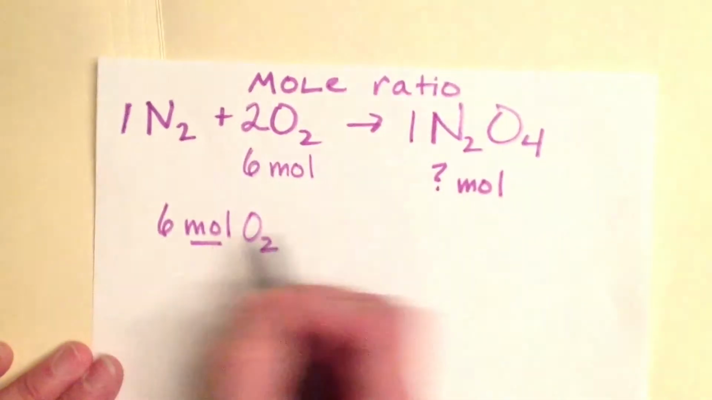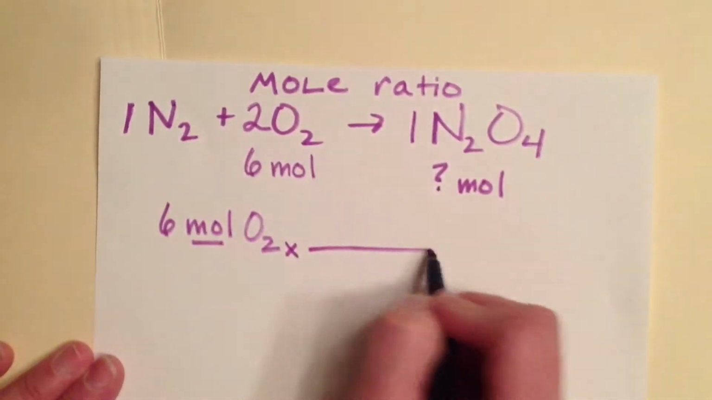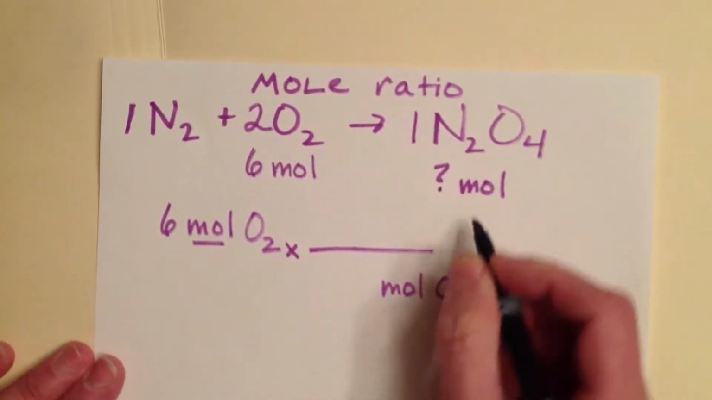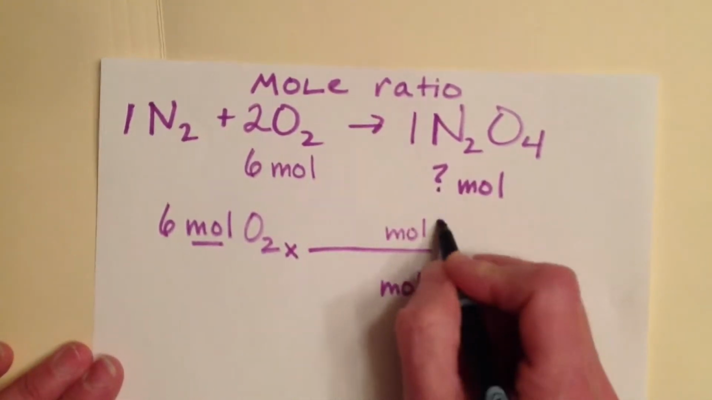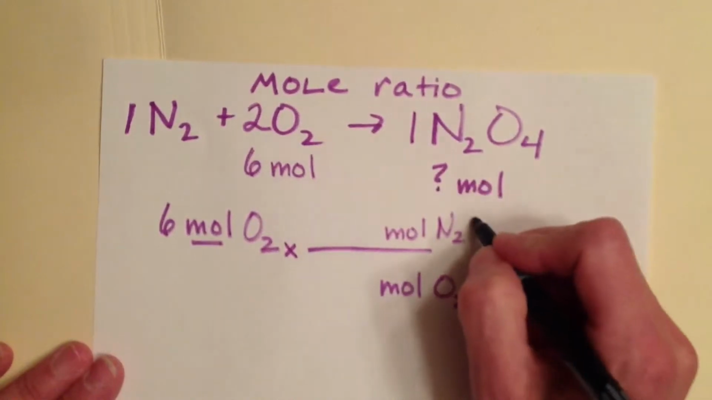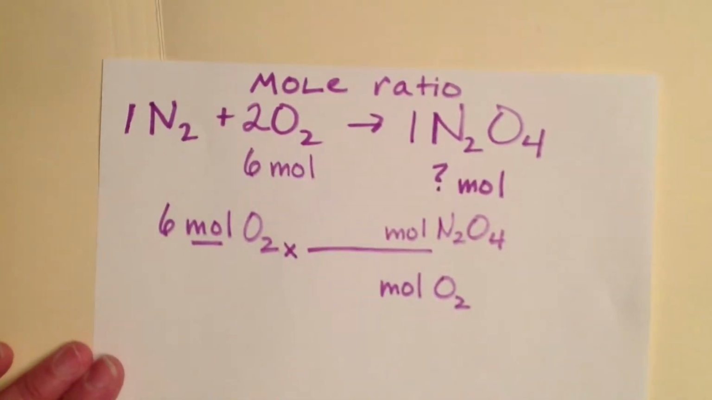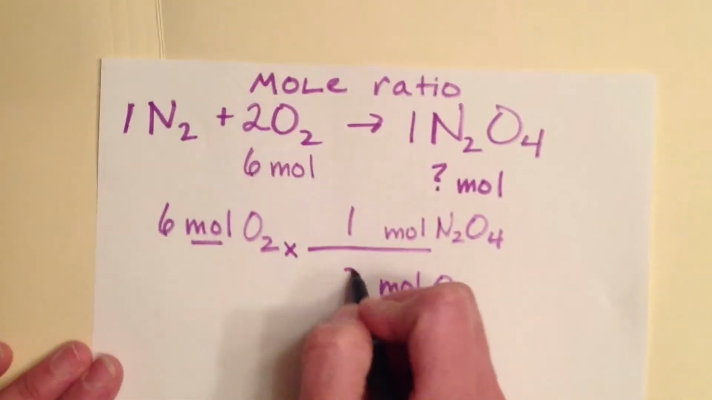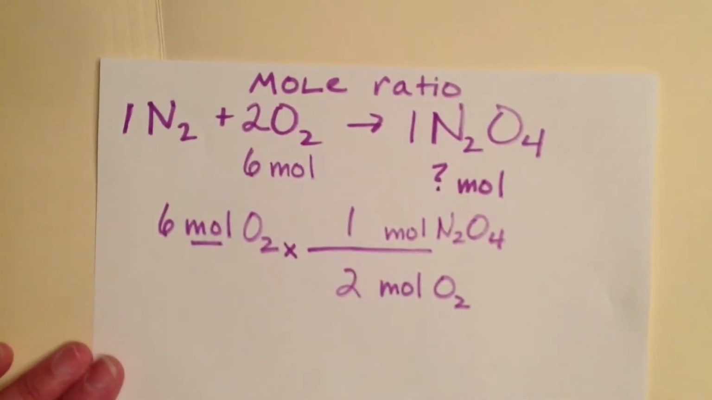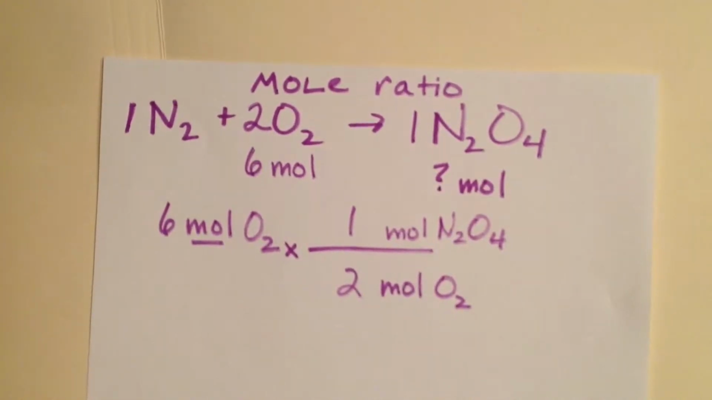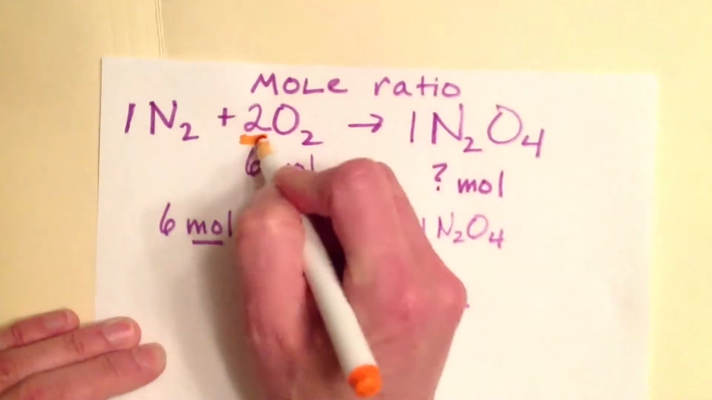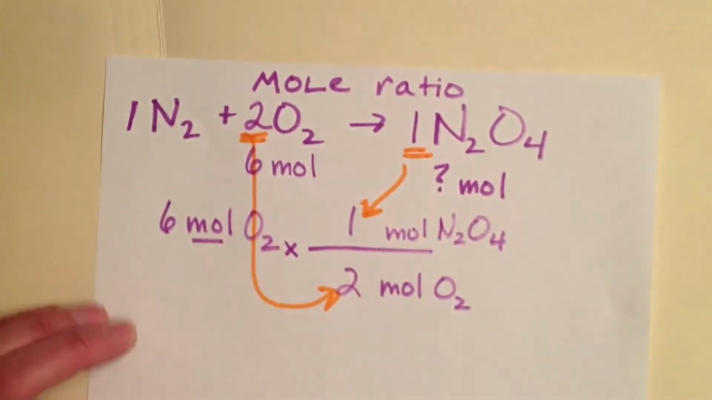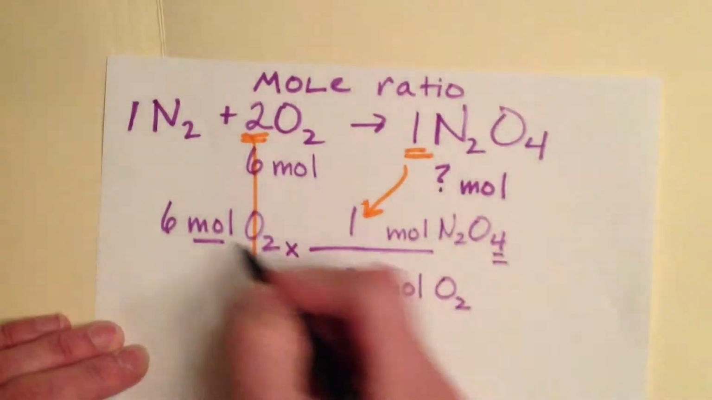Now, to determine how much product of dinitrogen tetroxide I have, I have to apply this mole ratio. But I'm starting in moles, so doing a factor label approach, I'm going to put moles of oxygen on the bottom and put what I'm looking for, moles of dinitrogen tetroxide, on the top. Well, this mole ratio happens to be 1 mole for every 2 moles of oxygen. I get those numbers from the balanced equation right here. And so, because these are all in moles, my moles of oxygen.